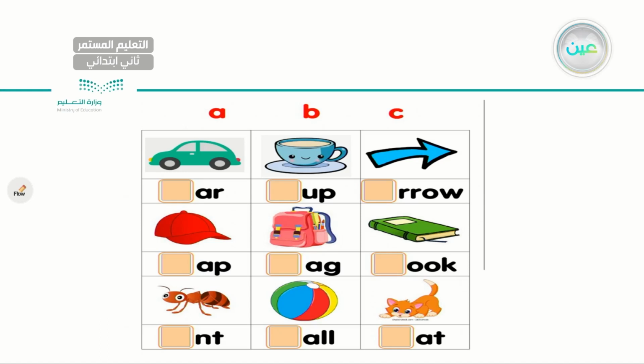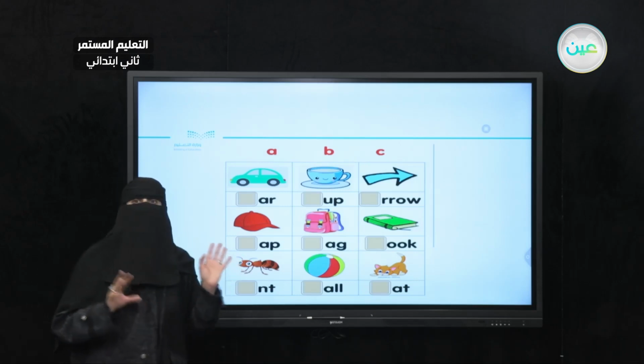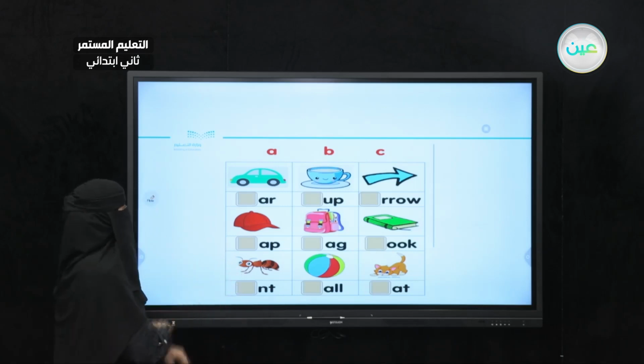Now, let's do it differently. As you can see here, I have some missing letters. I have the pictures, and on the top I have 3 letters: A, B, and C. All we need are these 3 letters to complete the missing spaces below. Try to fill in the missing spaces and then spell the word for me. So let's start with the first one.